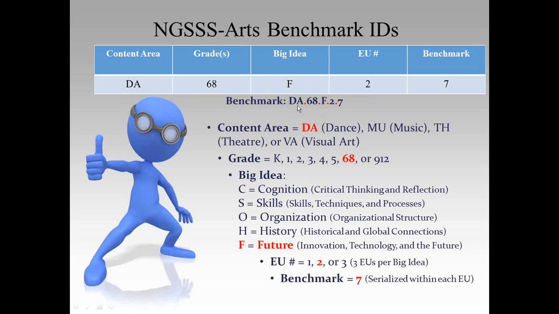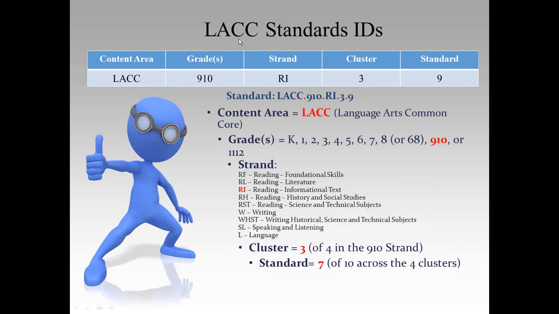So looking here at the benchmark ID, notice that each one of the components has been separated from the others with a period. So dance, period, middle school 6-8, period, big idea F, period, enduring understanding 2, period, and benchmark 7. So let's take a look at the ID for language arts Common Core standards. This is LA, and you'll see in a few minutes that math is used the same way, and all of the states involved with PARCC, and that's an acronym, PARCC, all of the states that are in the PARCC coalition went with this particular ID formatting.